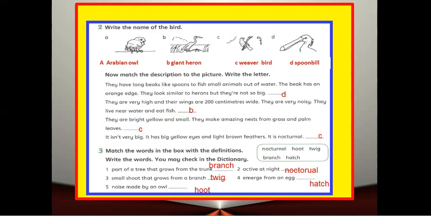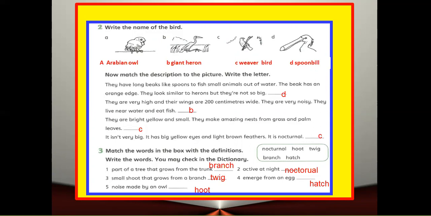D. They are very high and their wings are 200 centimeters wide. They are very noisy. They live near water and eat fish. B. They are bright yellow and small. They make amazing nests from grass and palm leaves. C. It isn't very big. It has big yellow eyes and light brown feathers. It is nocturnal.